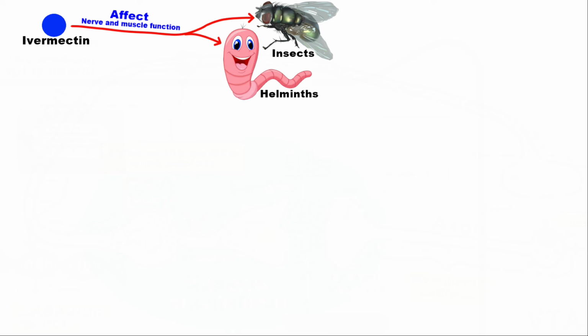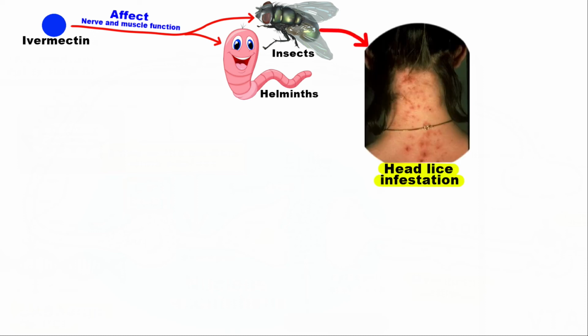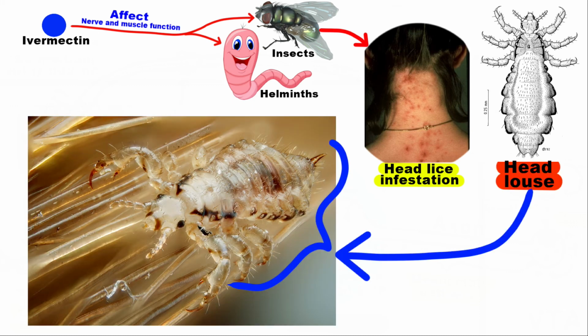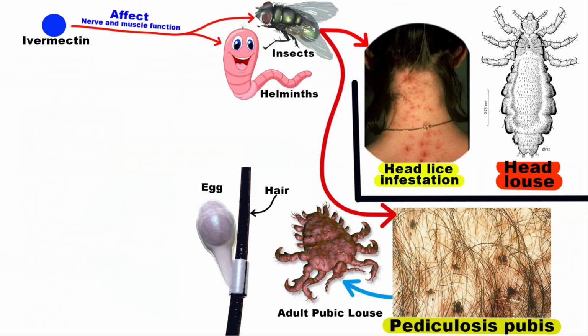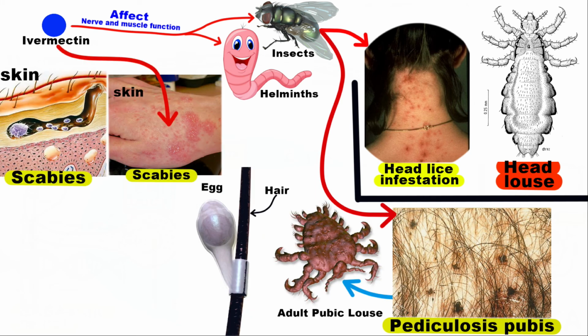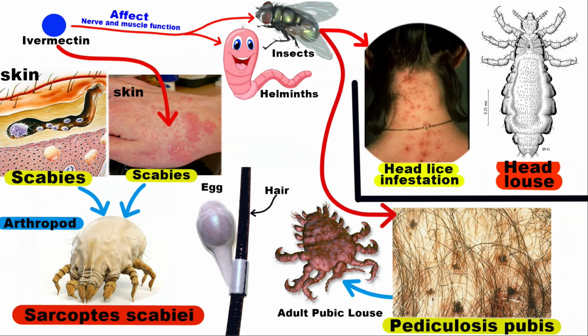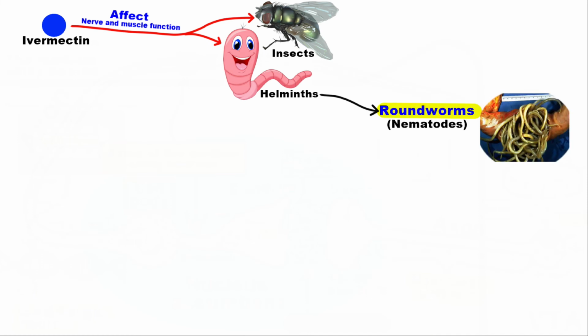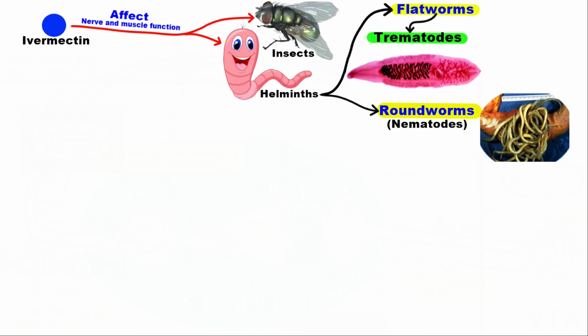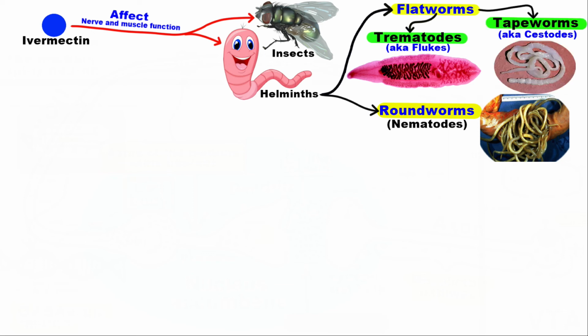Some examples of infections caused by insects, which can be treated with ivermectin, are head lice infestation, caused by the head louse; pediculosis pubis, caused by the pubic louse; and scabies, caused by a mite called Sarcoptes scabiei, which is an arthropod, specifically an arachnid. Helminths are classified into roundworms, also known as nematodes, and flatworms. Flatworms are further classified into trematodes, also known as flukes, and tapeworms, also known as cestodes.